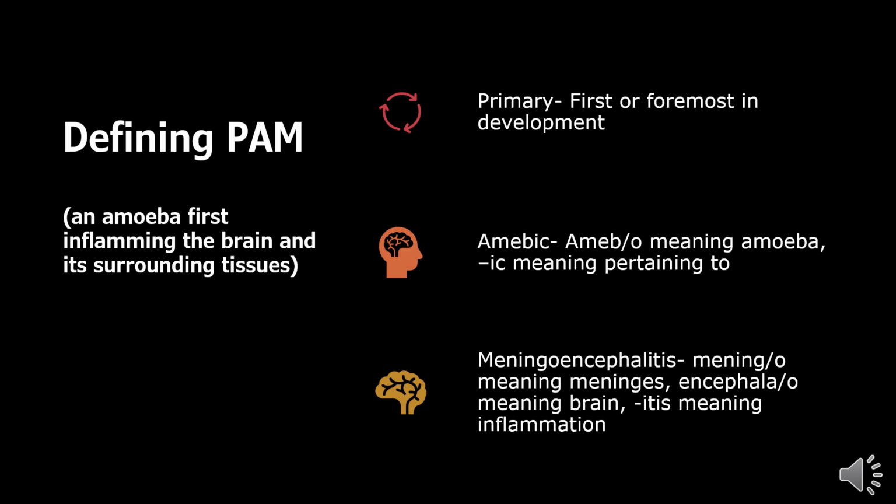Defining primary amoebic meningoencephalitis. The word primary means first or foremost in development. The word amoebic means pertaining to an amoeba, and meningoencephalitis means inflammation in the brain or its surrounding tissues. When put together, this term means an amoeba first inflaming the brain and its surrounding tissues.